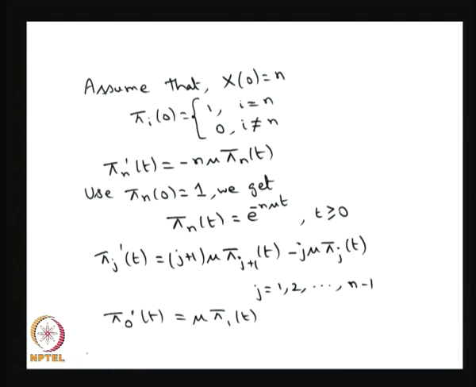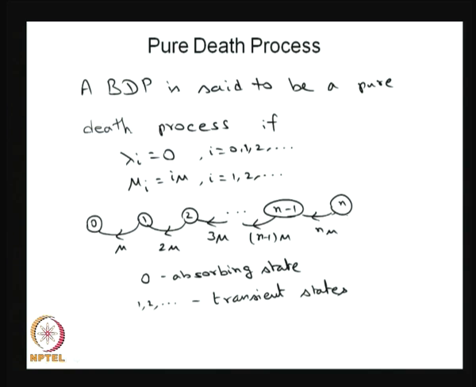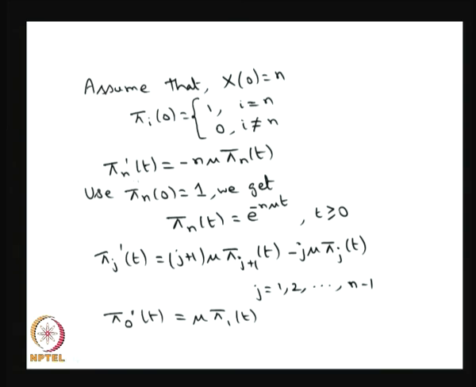With that assumption, I can frame the equation: pi n dash of t is equal to minus n times mu of pi n of t. That means the rate at which the system stays in the state n, that is, not moving to the state n minus 1, is minus n times mu. Therefore, the equation for the state n is pi n dash of t equal to minus the outgoing rate, n times mu, times the probability of being in the state n, pi n of t. I can use the initial condition pi n of 0 is equal to 1, so I will get pi n of t.